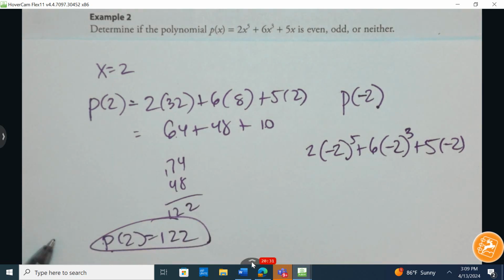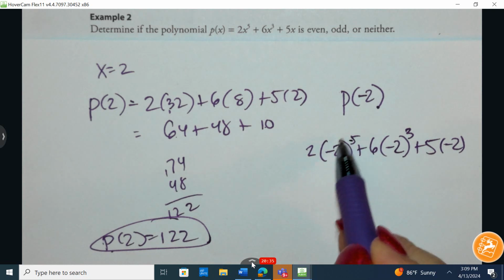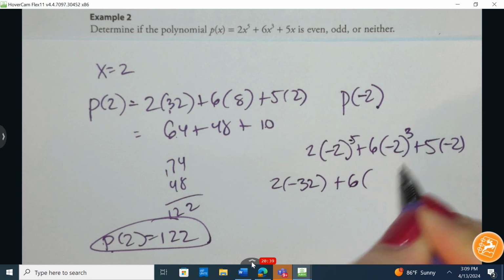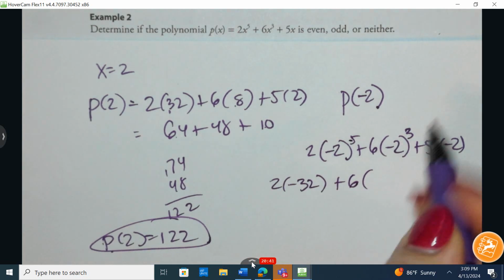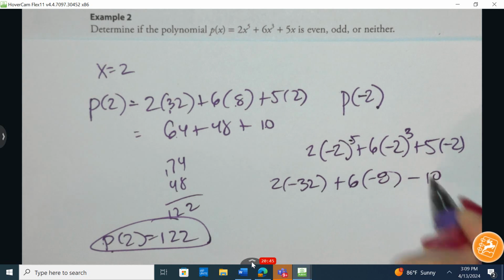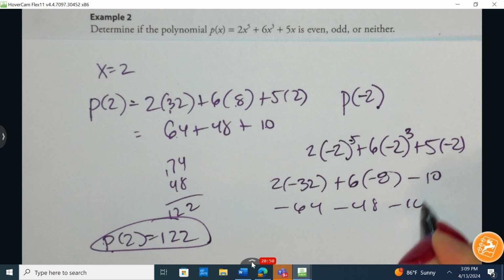Alright, so right away, I know I'm still going to get a 32 from this, but it's going to be negative because I have an odd number of negatives. So 2 times negative 32. Same concept here. I'm still going to get an 8, but there's an odd number of negatives, so this is going to be a negative 8, and this is going to provide me with a negative 10. So I have negative 64 minus 48 minus 10.